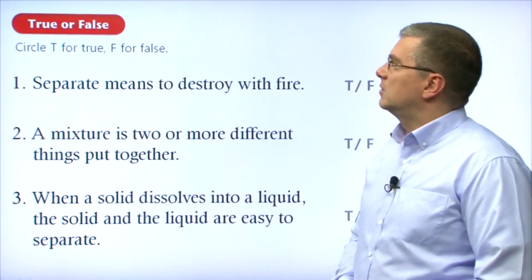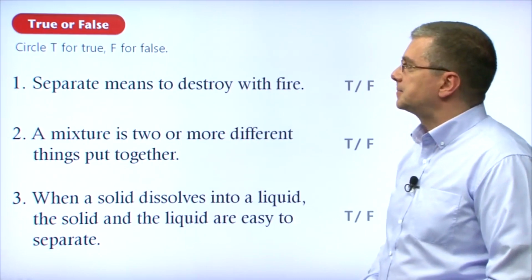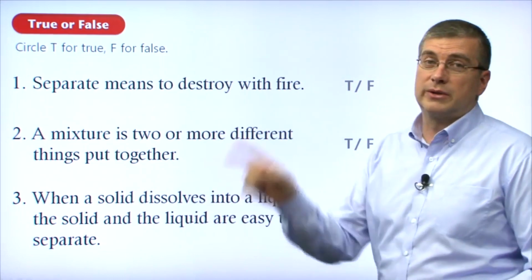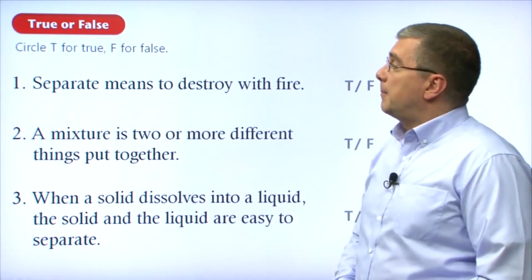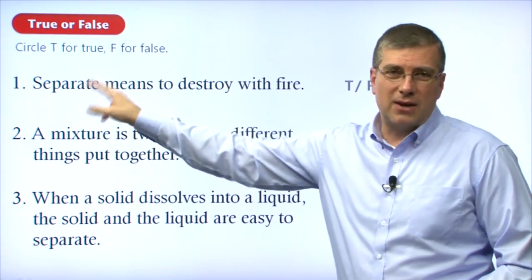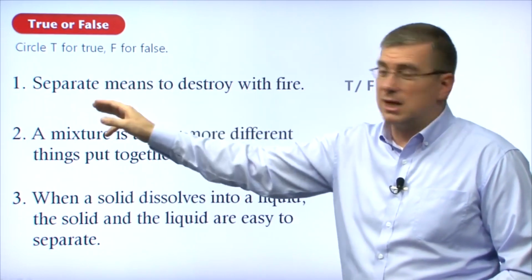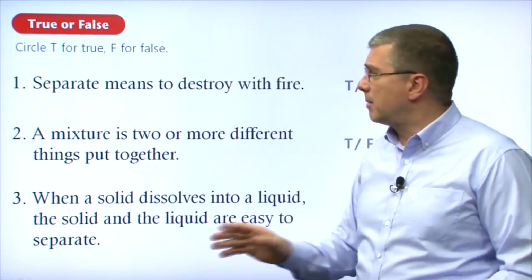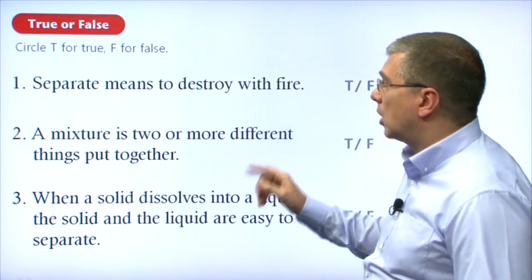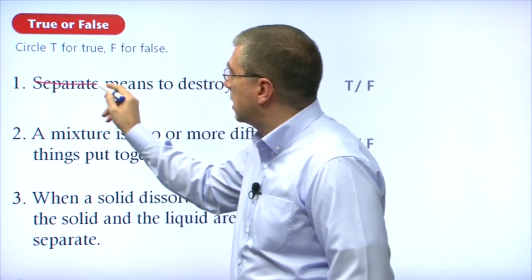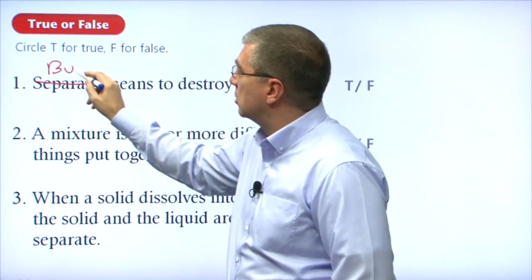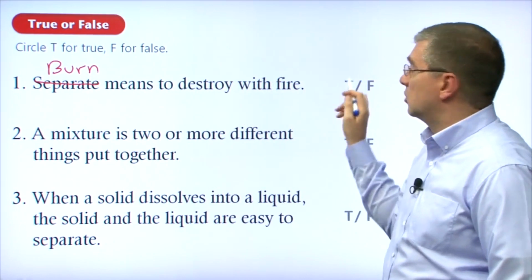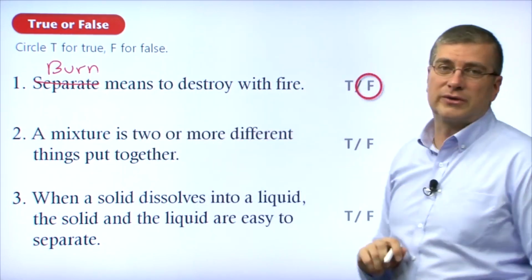Okay, let's move on to our last one here, true and false questions. Let's take a look at the sentence. If it's true, we circle T. If it's false, we circle F. Number one, separate means to... So we're looking for the definition of separate. What does separate mean? It means to destroy with fire. Is that correct? That's not correct. Remember, burn is the word we use for that. If burn means to destroy with fire, that would be true, but it's separate, so it's false, right?